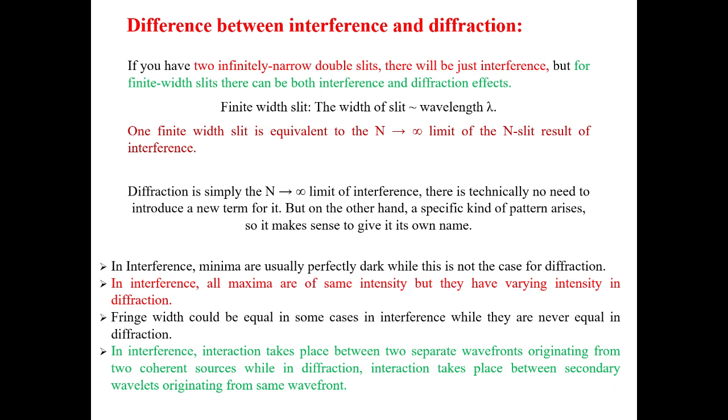There are a few more differences. In interference, minima are usually perfectly dark, while this is not the case for diffraction. In interference, all maxima are of the same intensity, but they may have different intensity in diffraction. Fringe width could be equal in some cases in interference, while they are never equal in diffraction. In interference, interaction takes place between two separate wavefronts originating from two different coherent sources, while in diffraction, interaction takes place between secondary wavelets originating from the same wavefront.